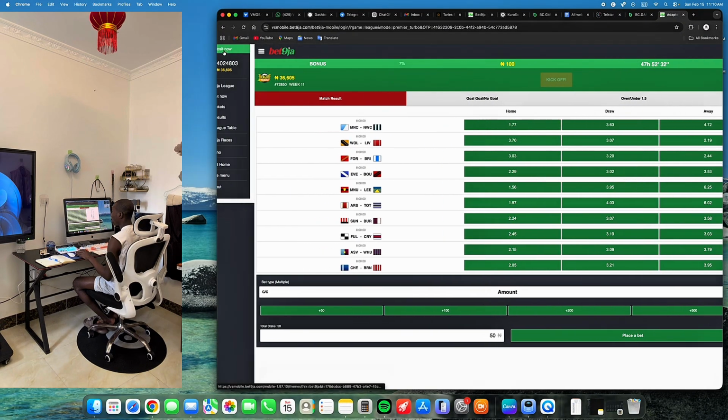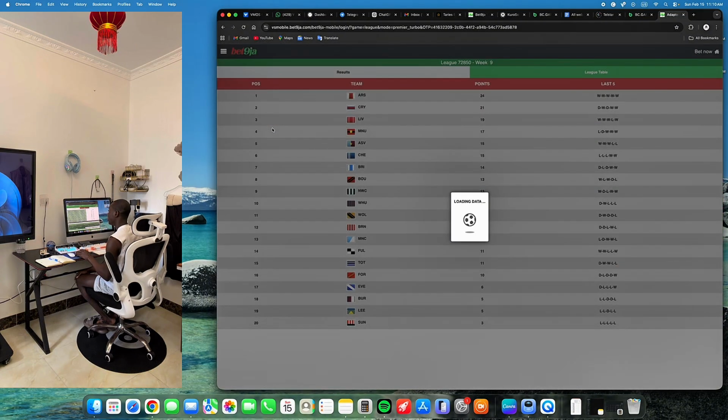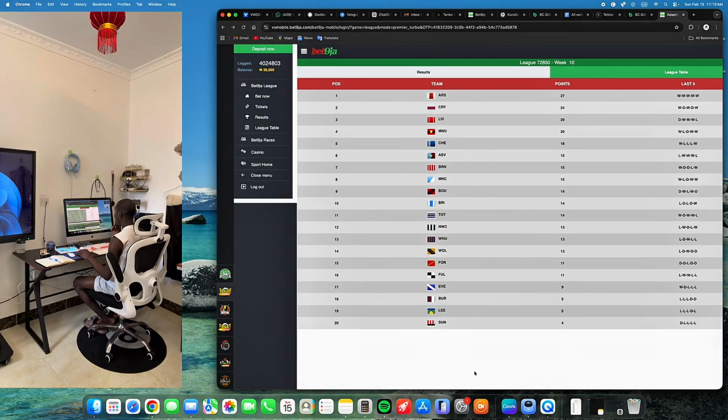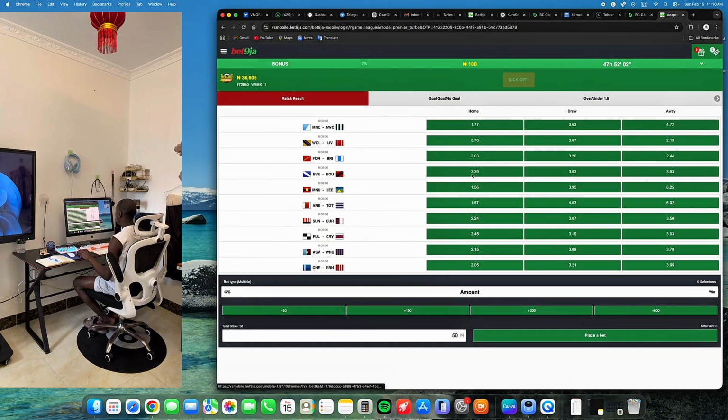Let's see what teams are at the bottom. Now, currently we have Sunderland, Leeds, and Bournemouth again at the bottom. Now, let's go and see Sunderland, Leeds, and Bournemouth. Is it Bournemouth or Burnley? This team and this team used to confuse me. I think it's Burnley. Yeah.